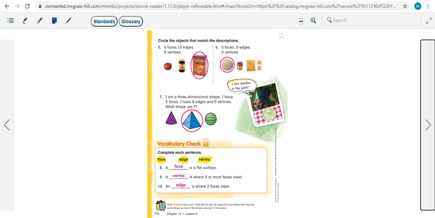Okay, number 7, I am a three-dimensional shape. I have 5 faces, I have 8 edges, and 5 vertices. What am I? I am a pyramid, so you have to circle the second one. Complete each sentence. Number 8, a face is a flat surface. Number 9, a vertex is where 3 or more faces meet. Number 10, an edge is where 2 faces meet.